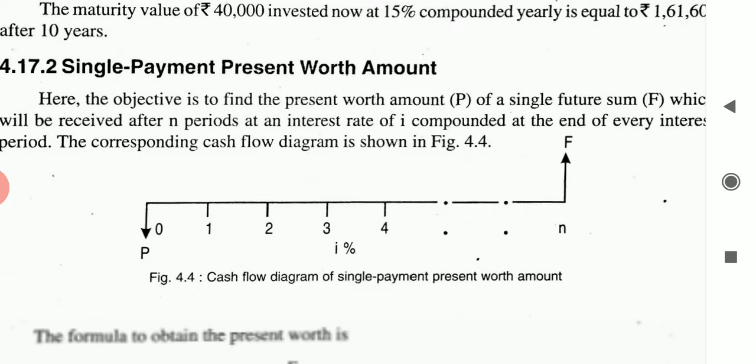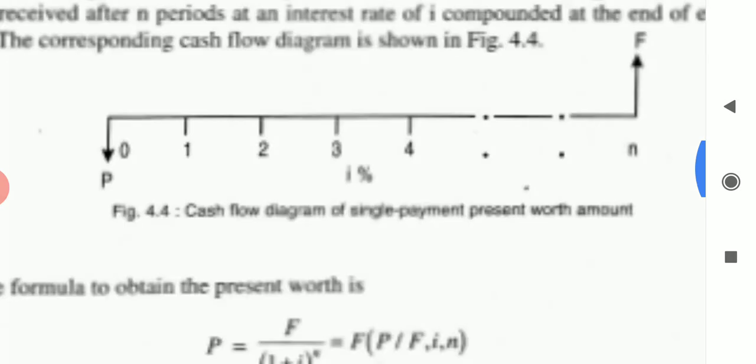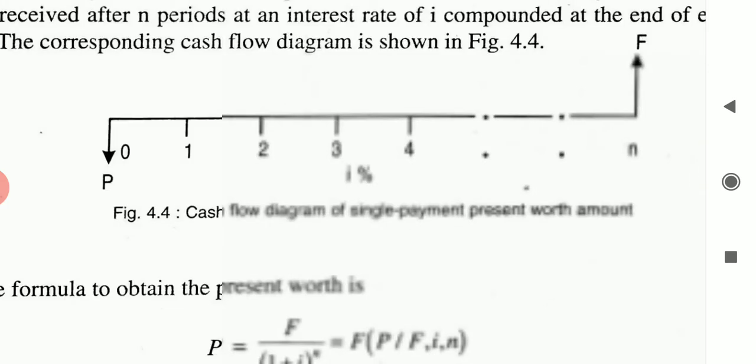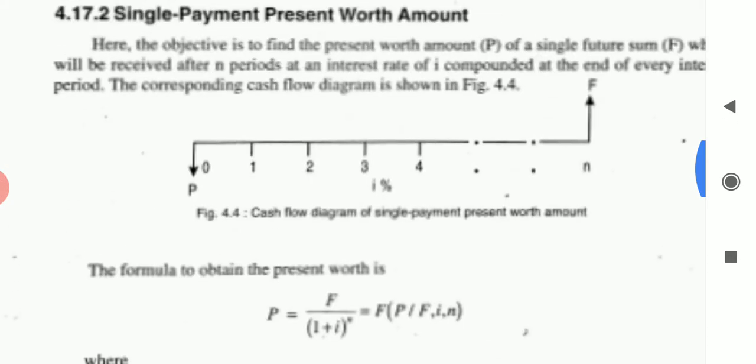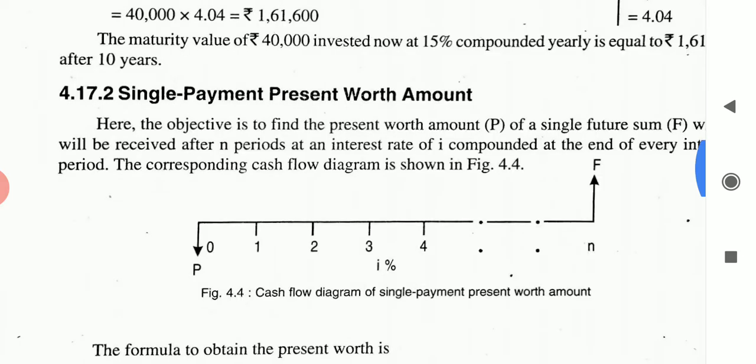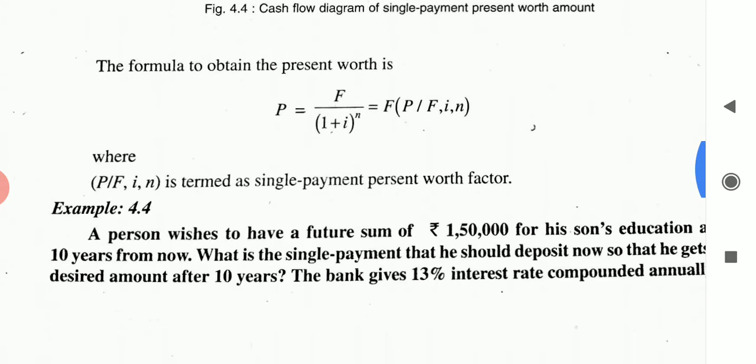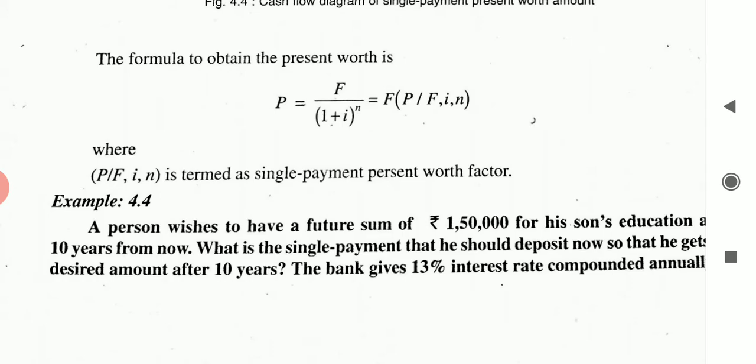And the next one is the single payment present worth amount. See here, P is the present worth amount and F is the single future amount, over the period 0 to n years, and i is the rate of interest. The formula for the single payment present worth amount is P equal to F by 1 plus i raised to n.